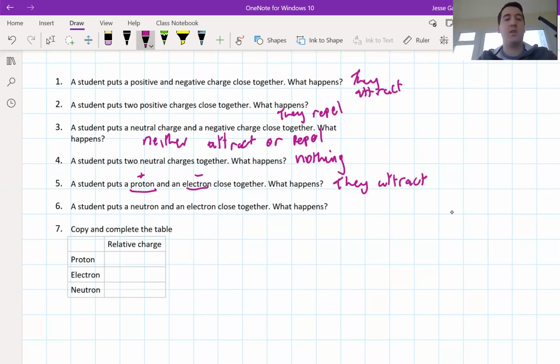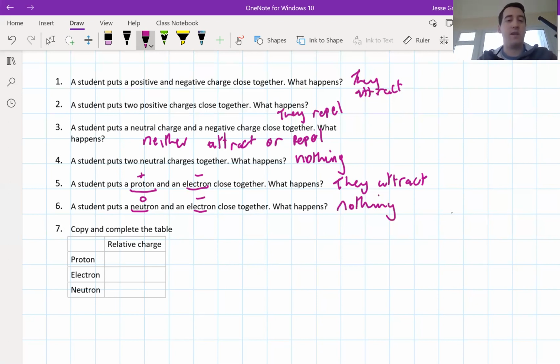A student puts a neutron and an electron close together. What happens? Well, this is neutral and this is negative. Well, so long as I've got a neutral, nothing's going to happen. So the student puts a neutron and an electron close together. What happens? Nothing.